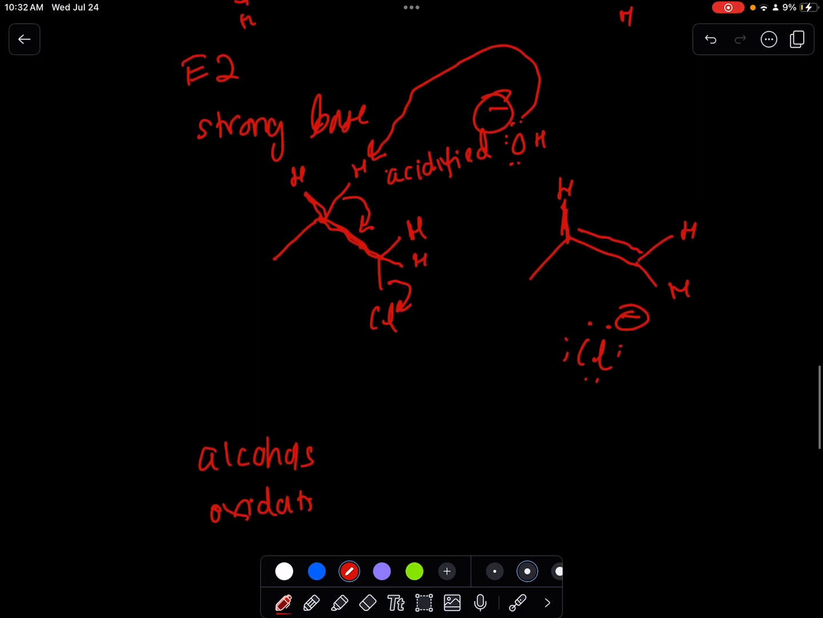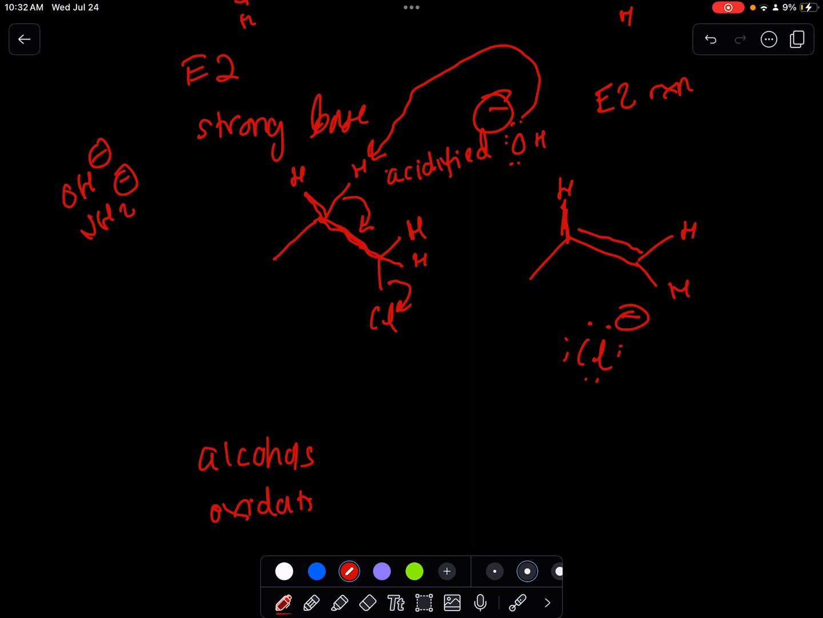The last mechanism is an E2 mechanism. So what's an E2? An E2 reaction is when you use a strong base. Now, what's a strong base? Examples of strong bases are OH minus, NH2 minus, and a variety of others. Essentially, oxygen and nitrogen tend to be quite strong bases. And so, if something is a strong base, it can behave as a nucleophile and as a base.